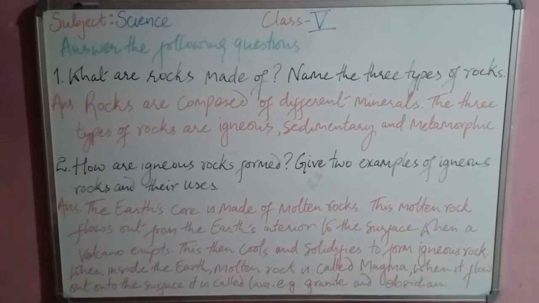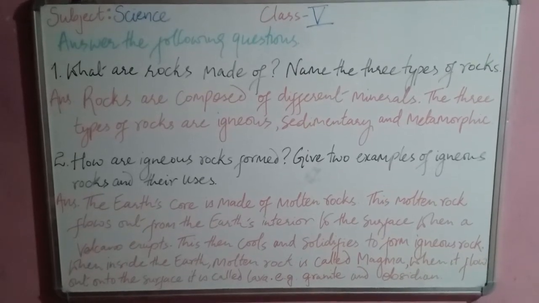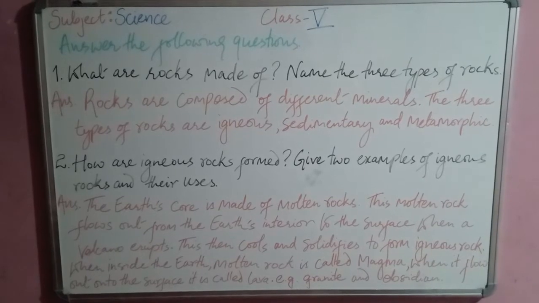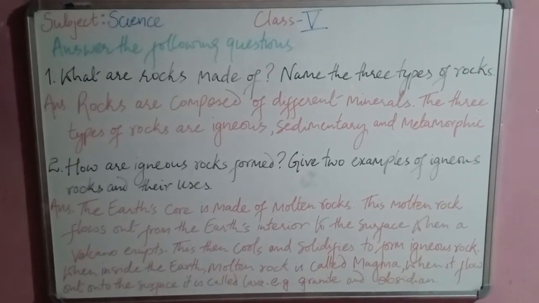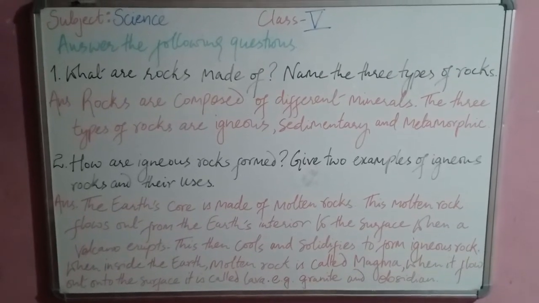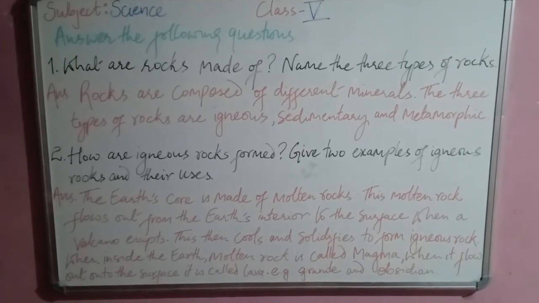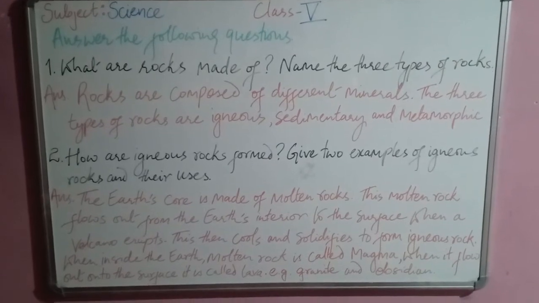So you have to write, rocks are composed of different minerals, full stop. The three types of rocks are igneous, sedimentary and metamorphic rocks. Okay. Then we have question number 2. How are igneous rocks formed? Give 2 examples of igneous rock and their uses.